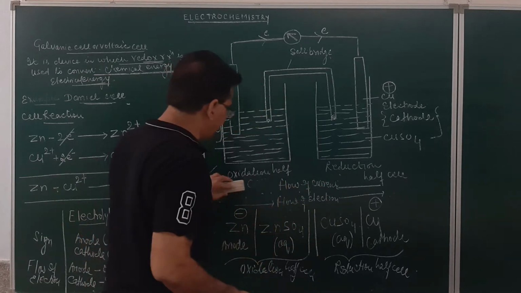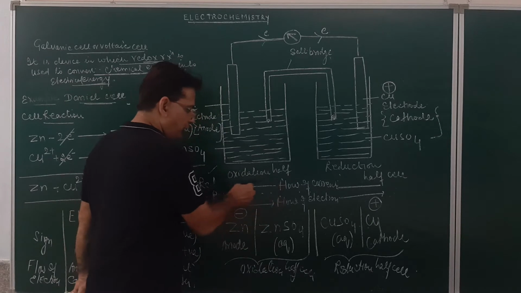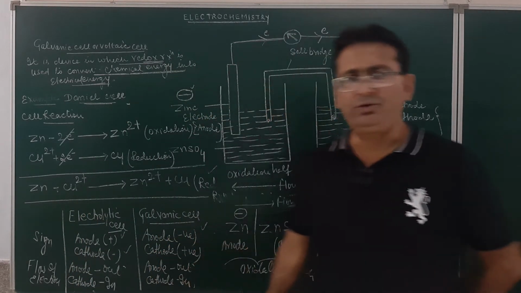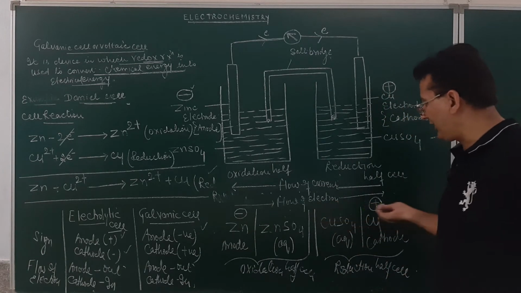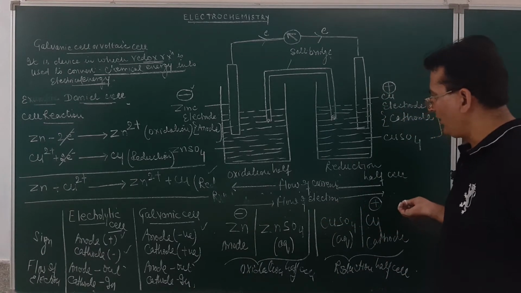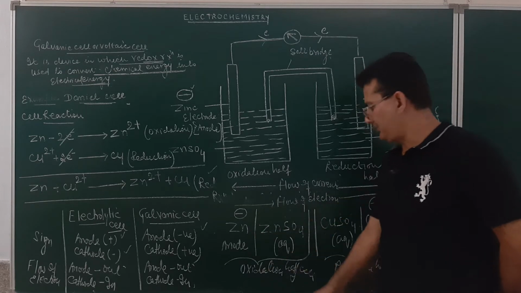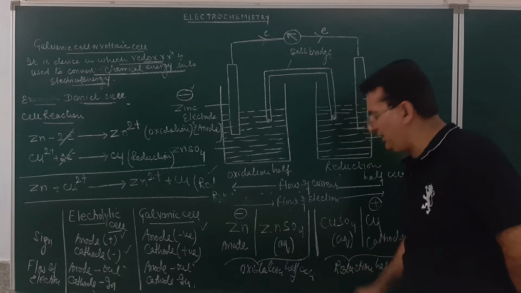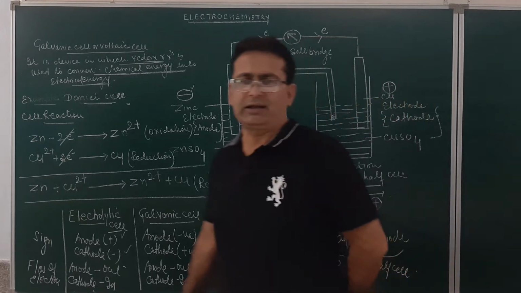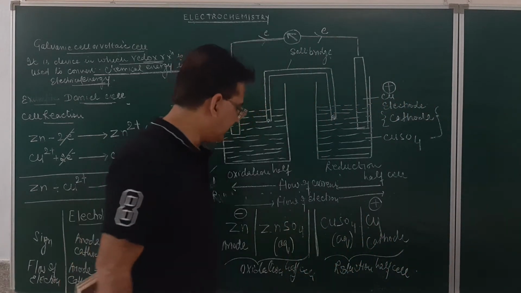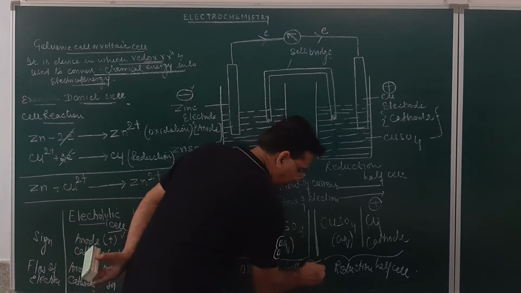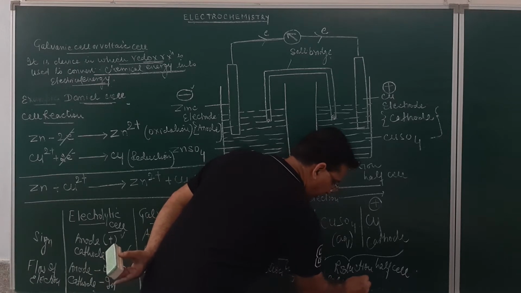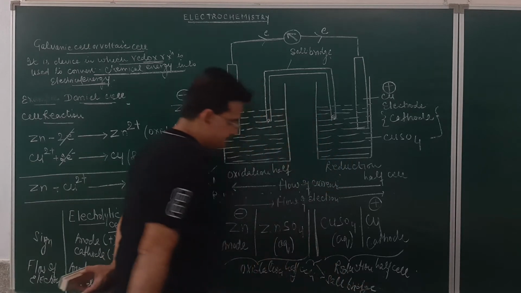Flow of current will be opposite to the flow of electron. Tell me whether I am getting it clear for you or not. So this is a flow of electron from zinc towards copper, and flow of current will be from copper towards the zinc. These two lines over here represent the internal connectivity between the two half cells, and this is a representation of a salt bridge.